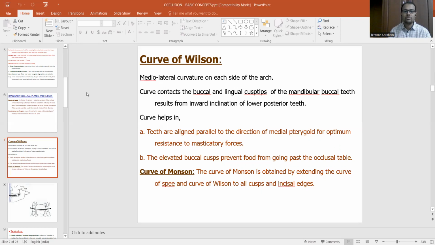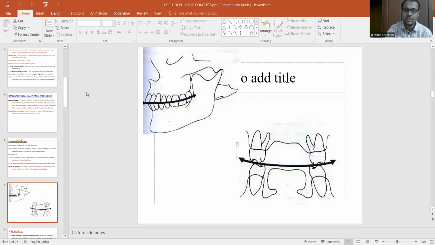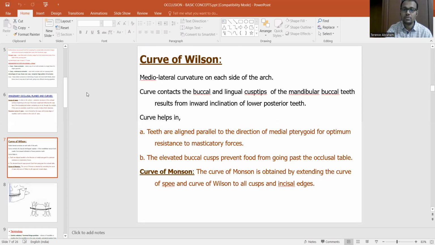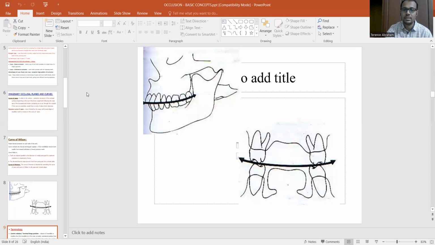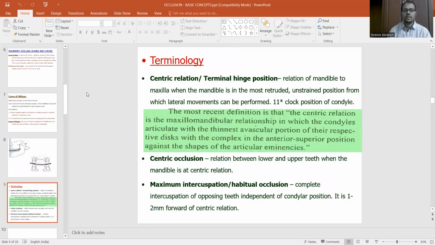The curve of Monson is obtained by extending the curve of Spee and the curve of Wilson over all the cusps and the incisal edges. So it is a combination of the curve of Spee and the curve of Wilson. It is known as the curve of Monson. In these figures, the first figure is showing the anterior posterior curvature, that is the curve of Spee. The lower figure is a mediolateral curvature, that is the curve of Wilson. Coming to the various terminologies.